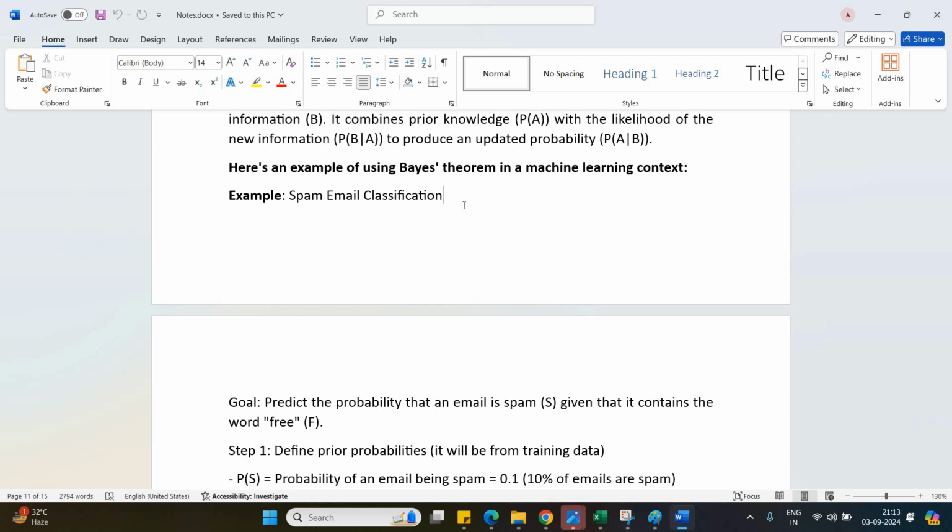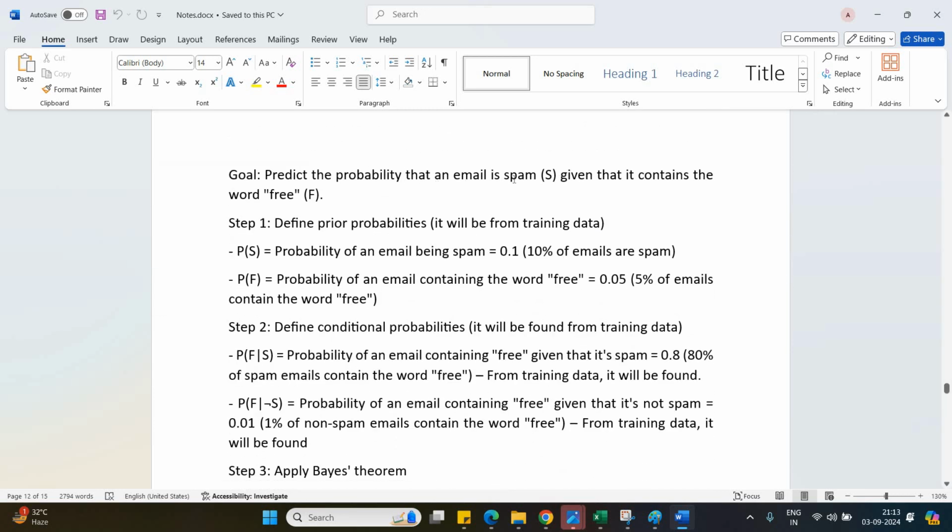In that condition, this particular Bayes theorem will be useful to identify whether a mail is a spam mail or not when specific words like prize or free are available in the mail. Then what is the classification of the mail, whether it's a normal mail or a spam mail? So our goal is to predict the probability that an email is spam given that it contains the word free. We know that we have the word free in our mail and we want to know the probability that this is a spam mail.